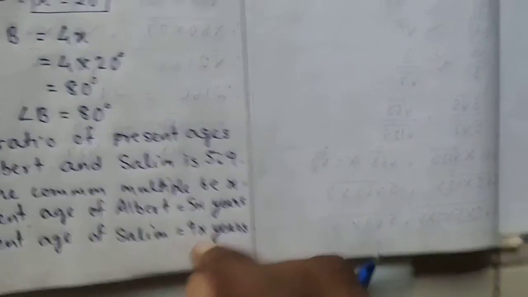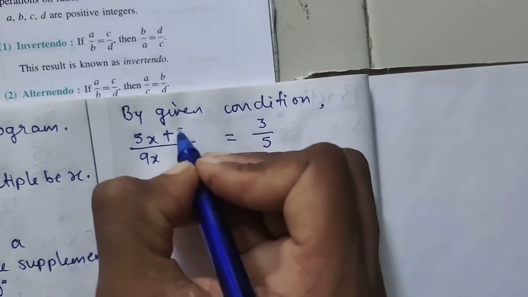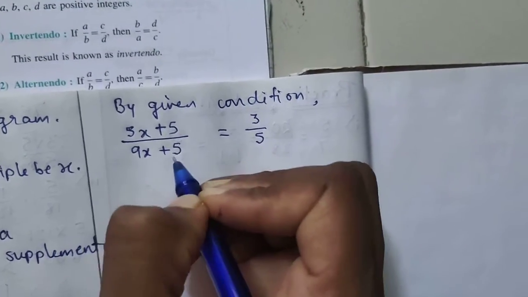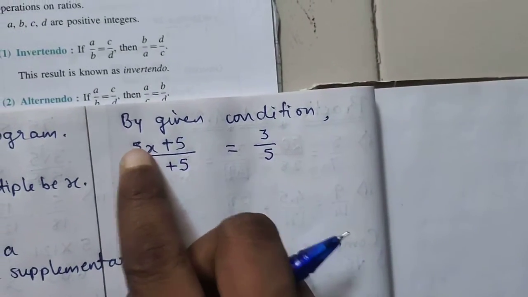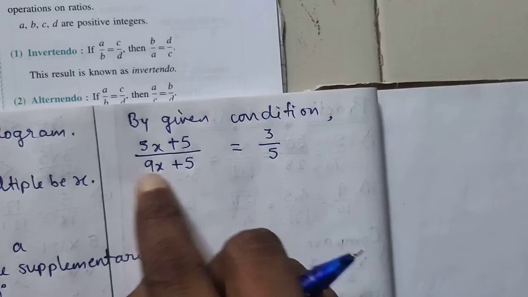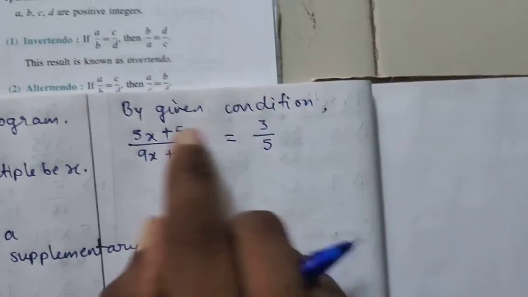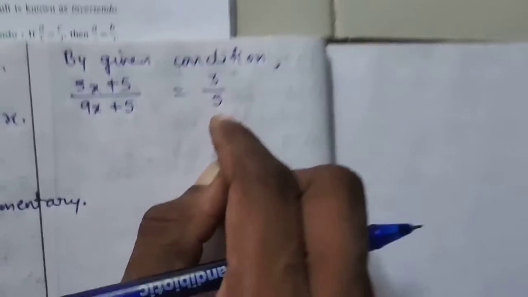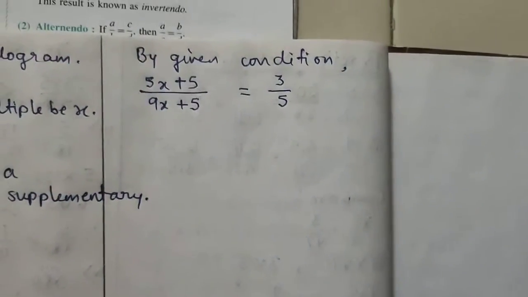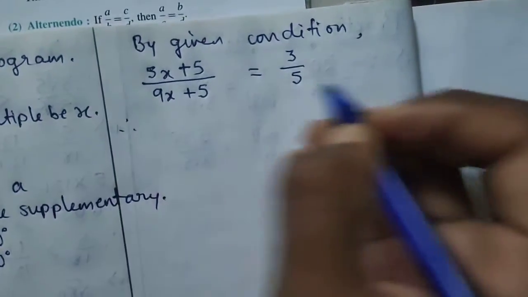Okay, after 5 years. Now what is our present age? 5x and 9x. So right here 5x, 9x. This is present. After 5 means what? Add 5 to both. So if you add 5 to Albert's age, you are going to get 3, and if you add 5 to Salim's age, you are going to get 5. So this ratio is what? 3/5. Now let us solve this. First thing is what? We are going to do cross multiplication.